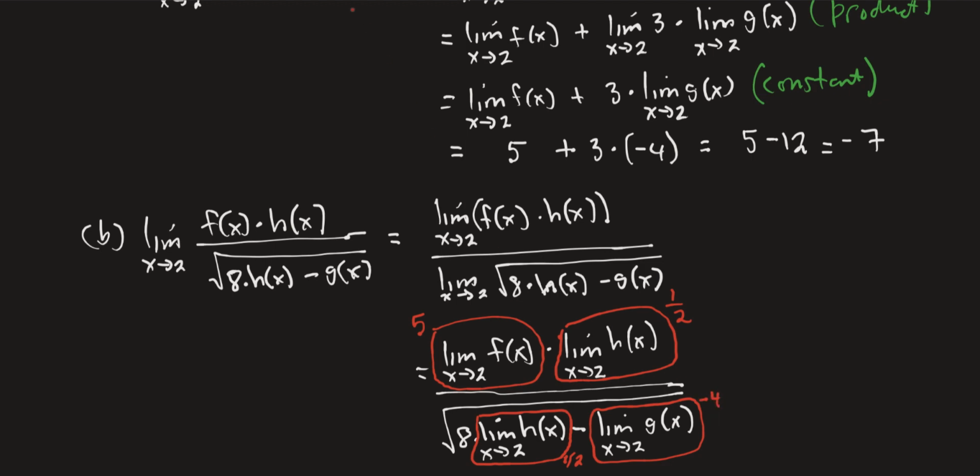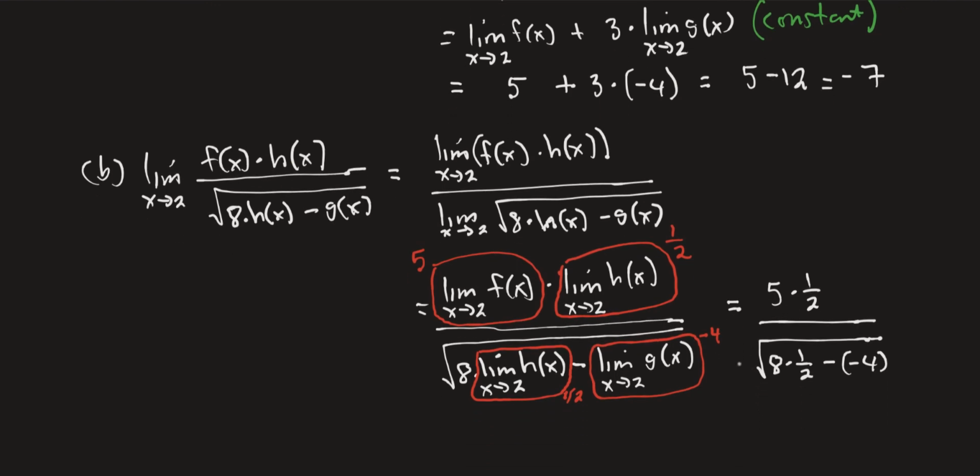So what it boils down to, after looking at this complicated expression and then applying our limit properties, we end up with this expression. In the numerator, we have 5 times 1/2. In the denominator, we have a square root, but then we have some numbers to put under that root. So this is 8 times 1/2 minus -4, right? So after all is said and done, this is what we have. And again, just to emphasize, this is not a minus, this is a times, as is here, right?